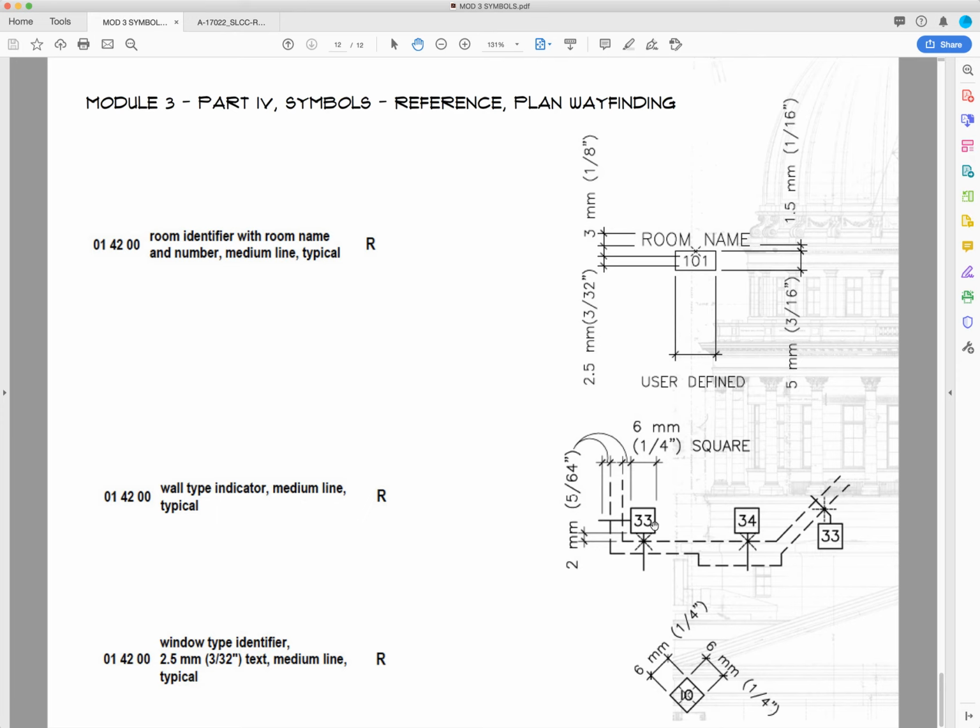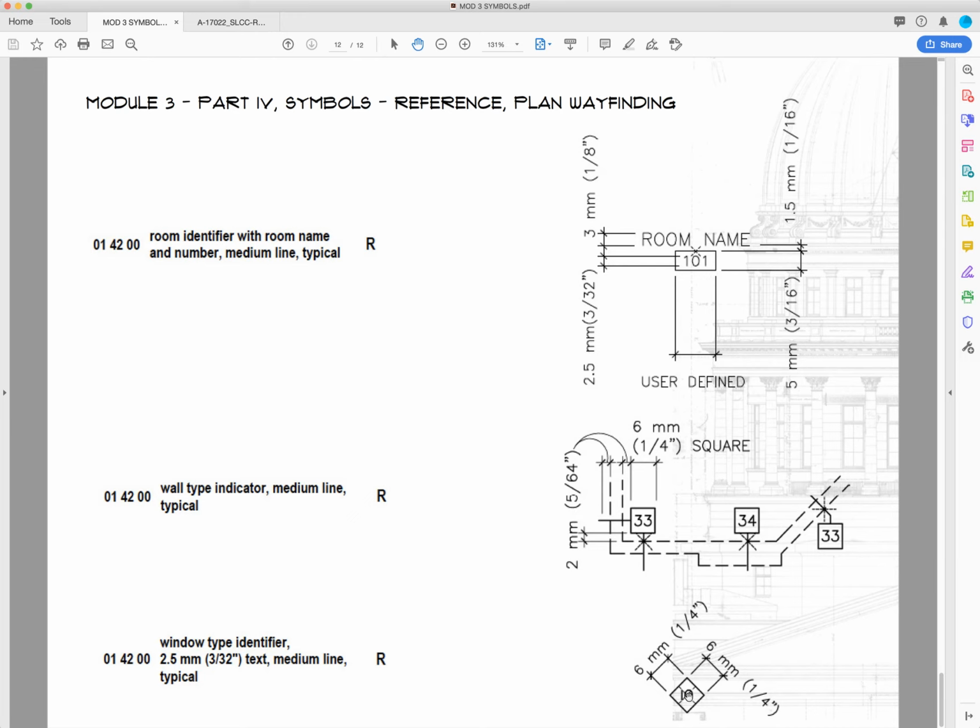Wall type indicators. This is almost like a little section line where we've got a square with a number and then just a little line that cuts through. So never mind these little X, it's really just the square with the number and a line. And what that does is if a contractor has a question about the wall type, they can use this symbol to go to the wall details or the enlarged plans and see how that wall is actually made.